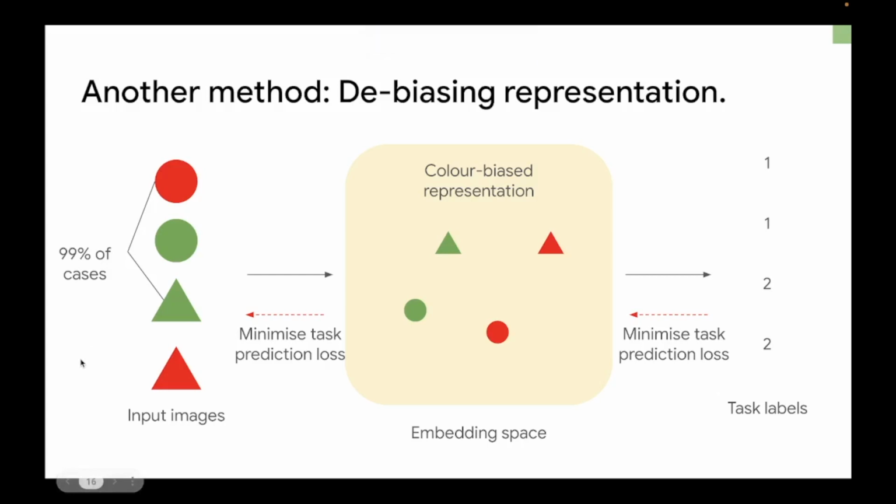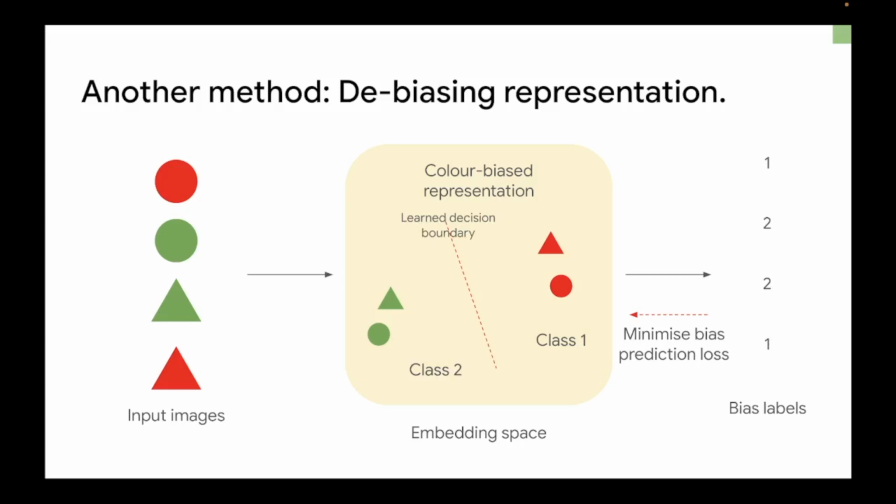And now let's take a look at another method here, de-biasing representation. So let's say here again we have diagonal training samples, red circle and green triangle. Let's say these are 99% of the cases, but eventually we're interested in recognizing the shape. So we have the task labels 1, 1, 2, 2 corresponding to circles and triangles. If we train the network, including the embedding space in the middle for the task, then the model is very much likely to learn the color-biased representation. In other words, the embedding space itself becomes variant to different colors, because that's such an easy cue to learn. So this is how it looks when you normally train the network this way.